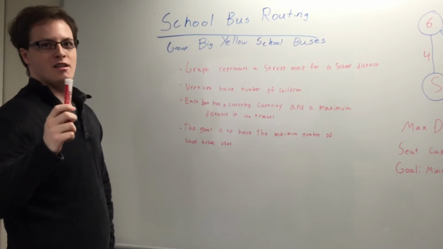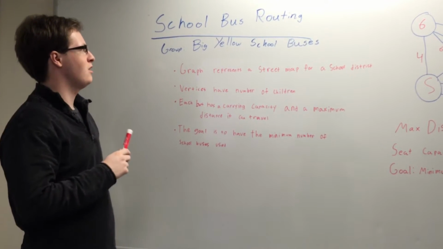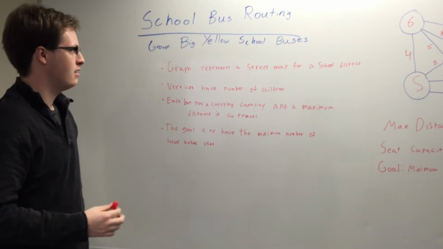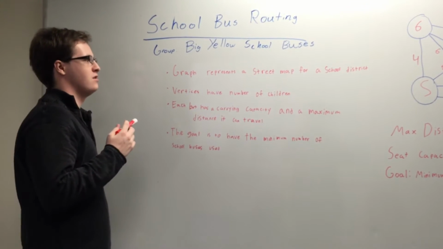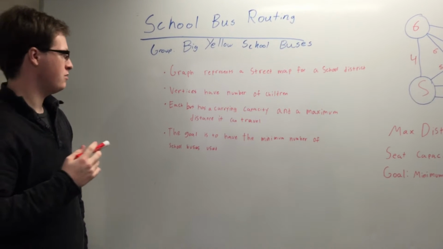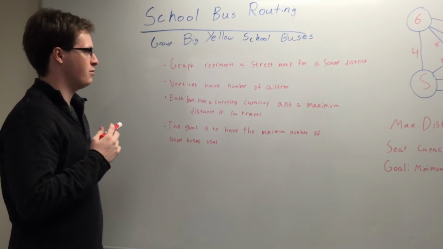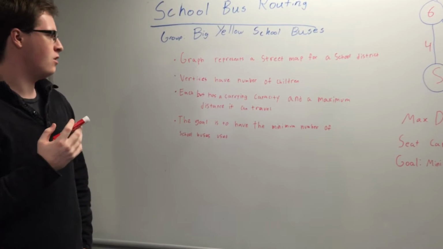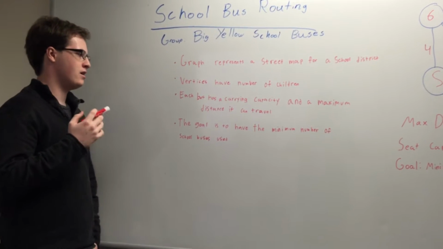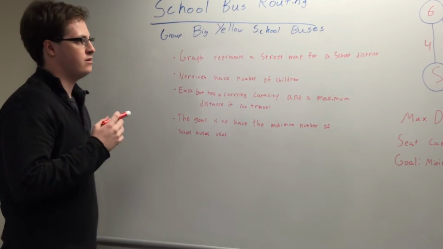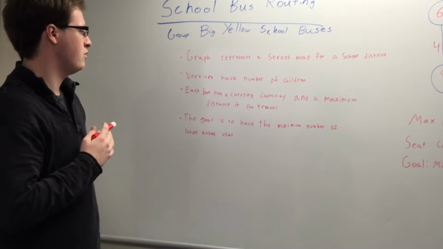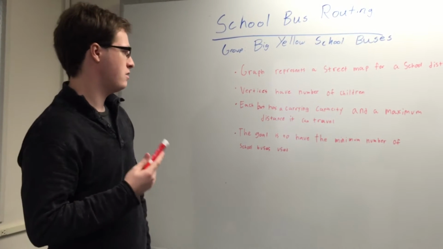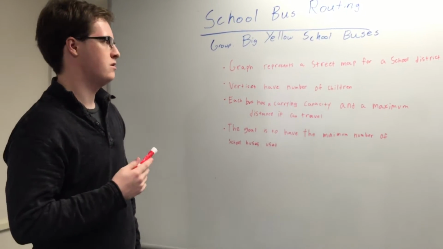So we're doing the school bus routing problem. We are the group Big Yellow School Buses. In our problem, the graph represents a street map for a school district. Each vertice has the number of children present at that vertice. Each bus has a total carrying capacity and the maximum distance it can travel, with it starting at the school and returning to the school once it has picked up the children. The goal is to have the minimum number of school buses used.